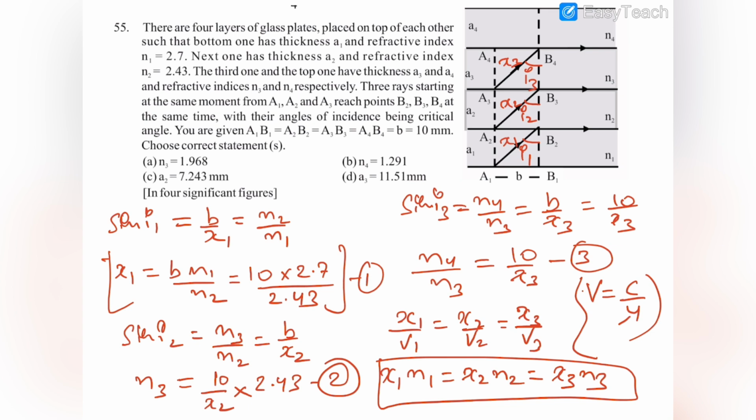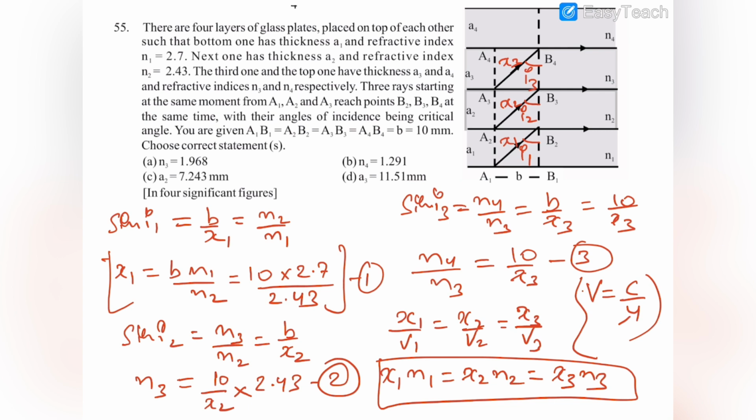So all these values can be calculated, and to find out a1, a2 and a3, you can see that a1 will be equal to x1 cos I1, a2 will be equal to x2 cos I2, and a3 is equal to x3 cos I3.